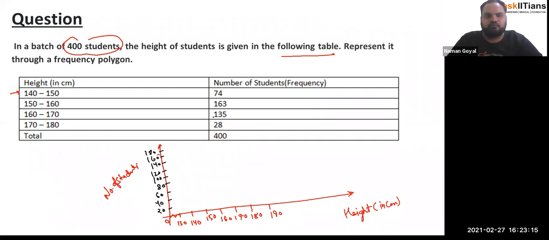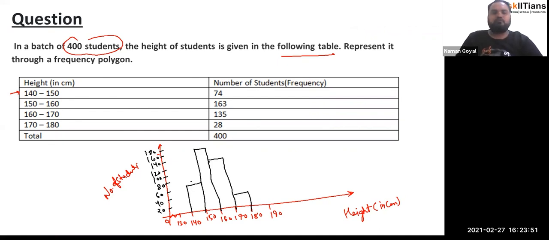For 140 to 150, the bar is for 74, so 74 comes here. If you take proper graph paper, then you can draw proper bars. Next is 163, which is like this. Then 135 is there. Next is 28, and for 180 to 190 there is no bar.